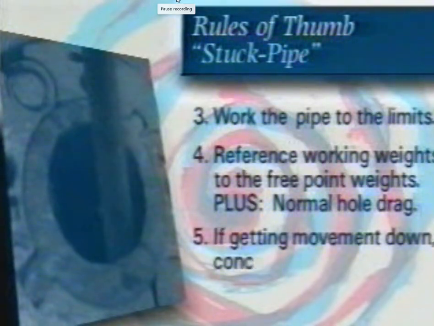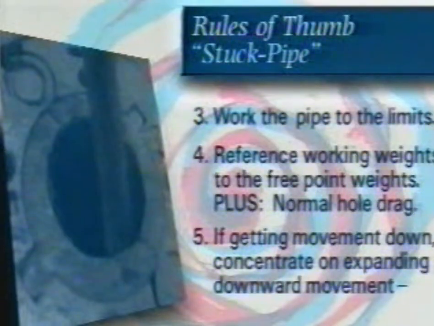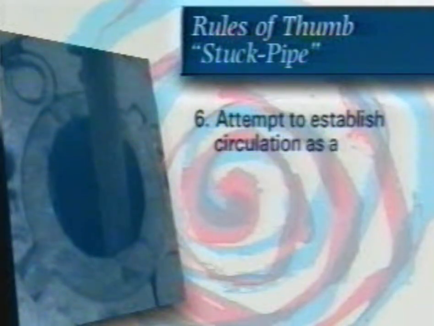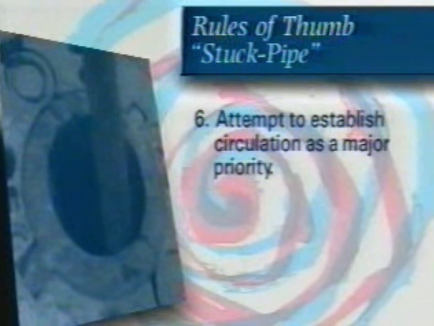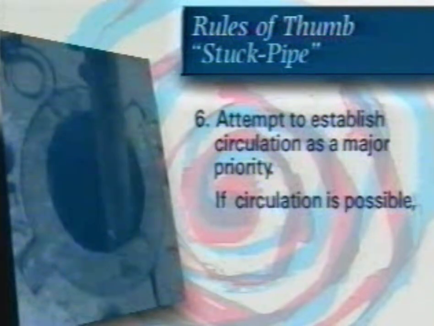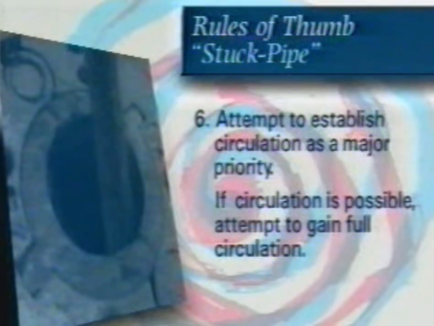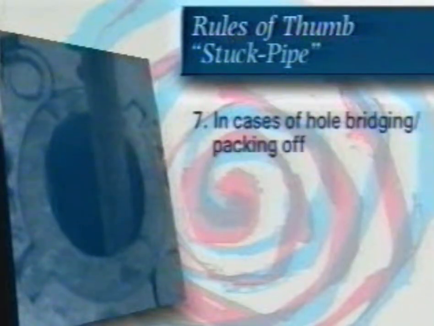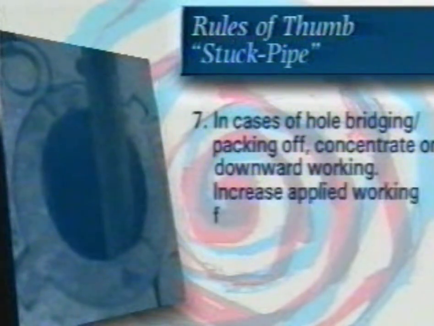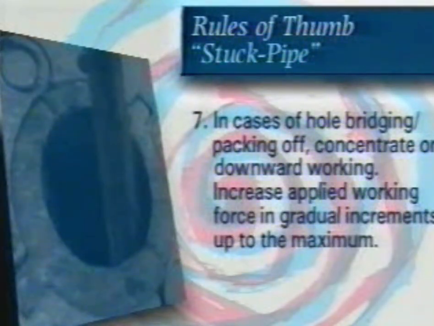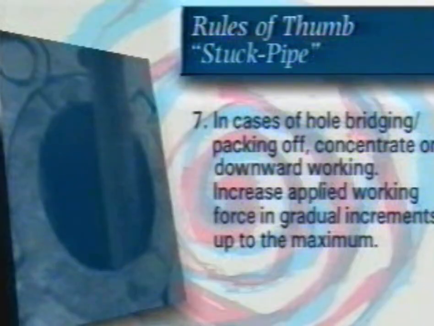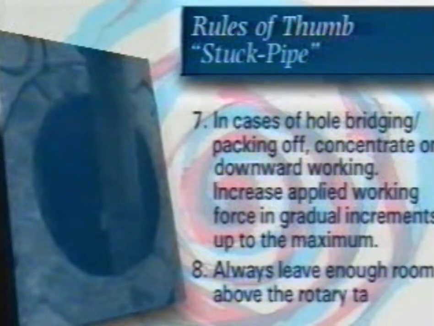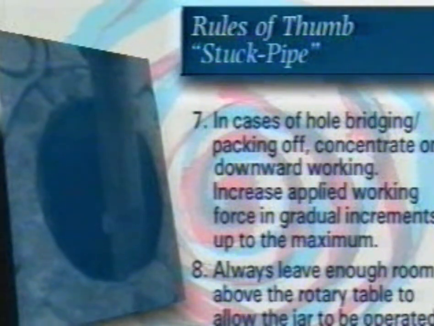If downward movement is achieved, concentrate on expanding that movement. If circulation is not already established, attempt to establish it as a major priority. If some circulation is possible, attempt to gain full circulation. In cases of hole bridging or packing off, concentrate on downward working and increase the applied working force in gradual increments up to the maximum. Always leave enough room above the rotary table to allow the jar to be operated.